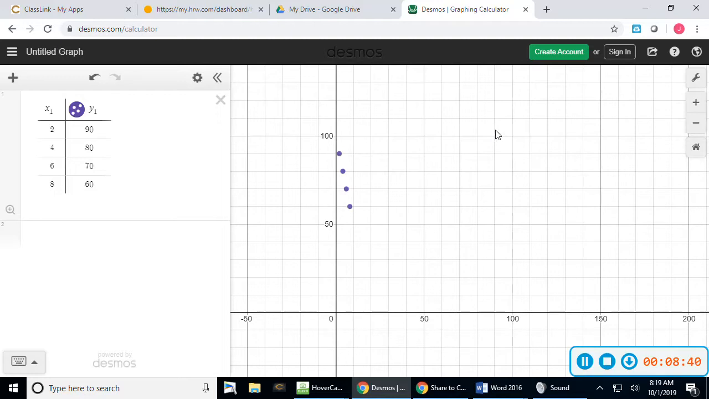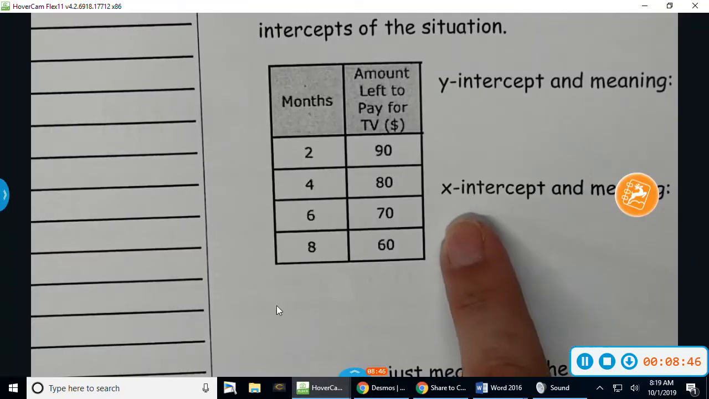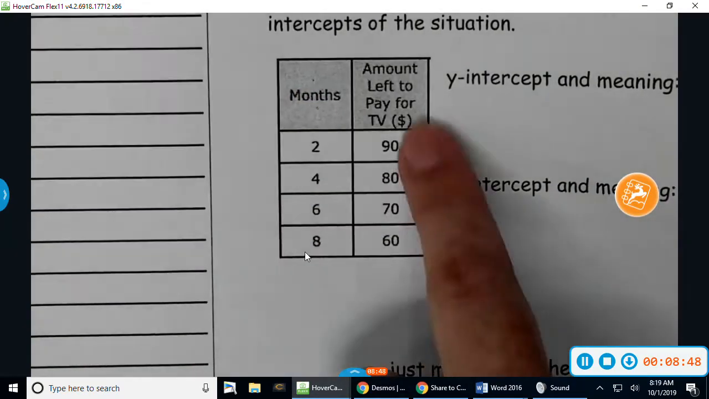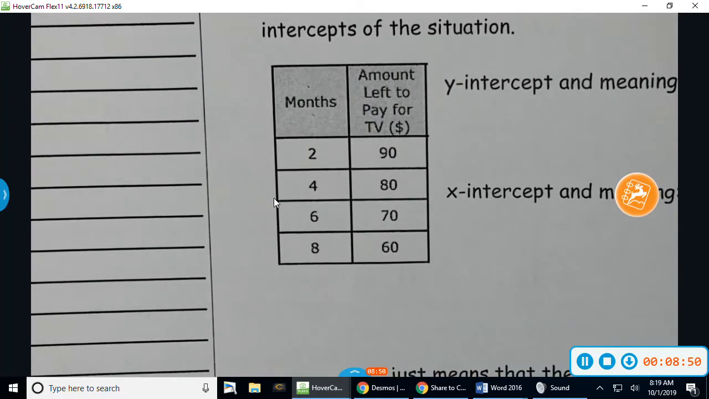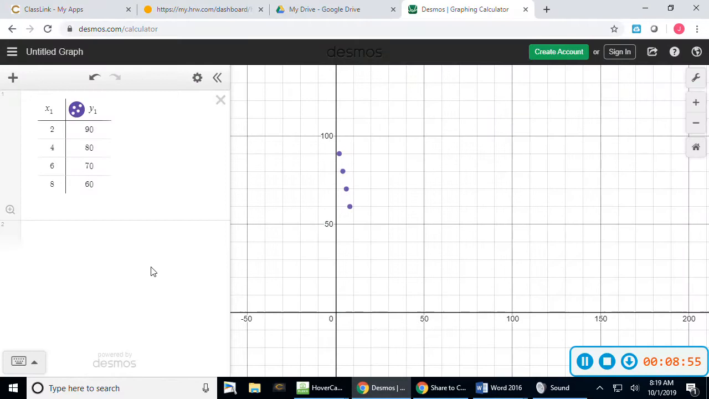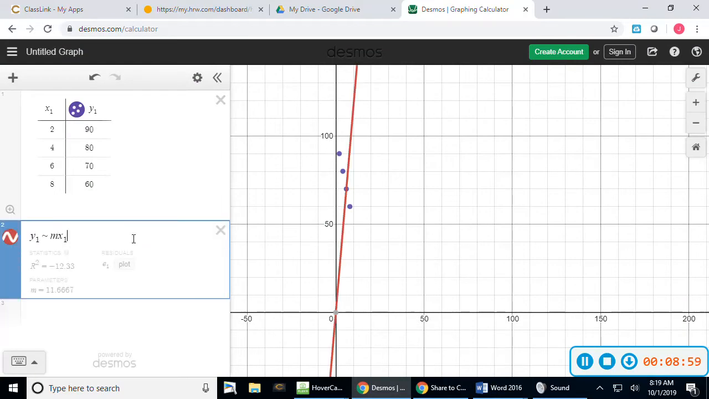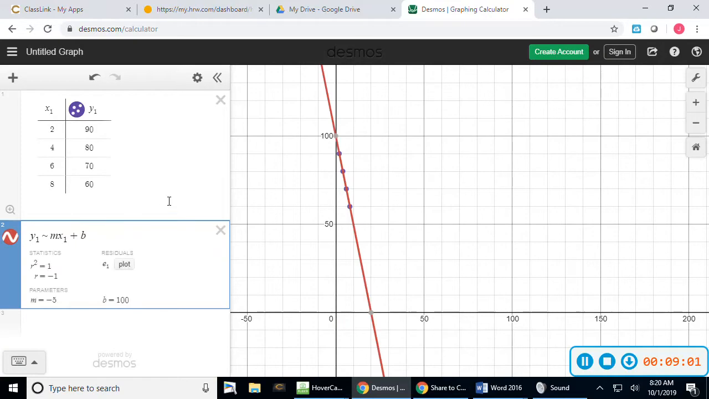All right. So what's happening here is it's decreasing, and if we look at the problem situation, as the months go up, the amount left to pay for the TV is going down. So we can make a line. I'm going to make a line, y1 squiggle mx1 plus b. Okay, and then once I have that, now I have my y-intercept.